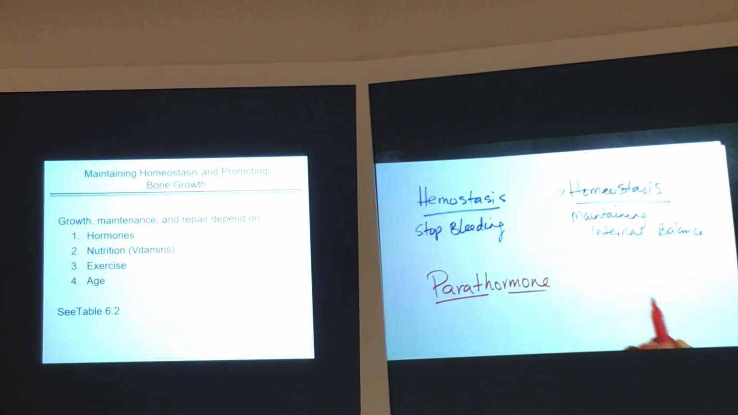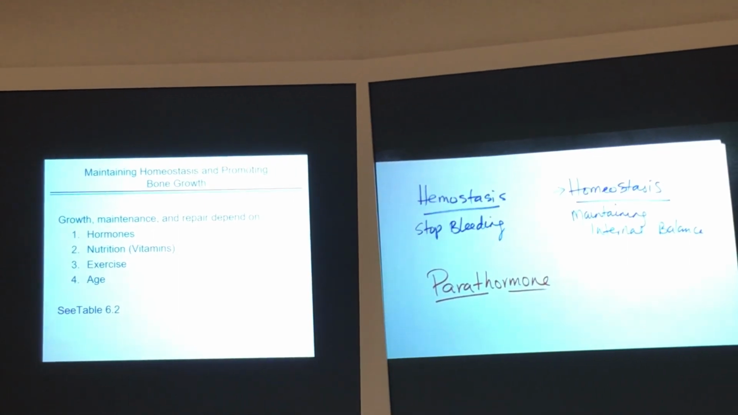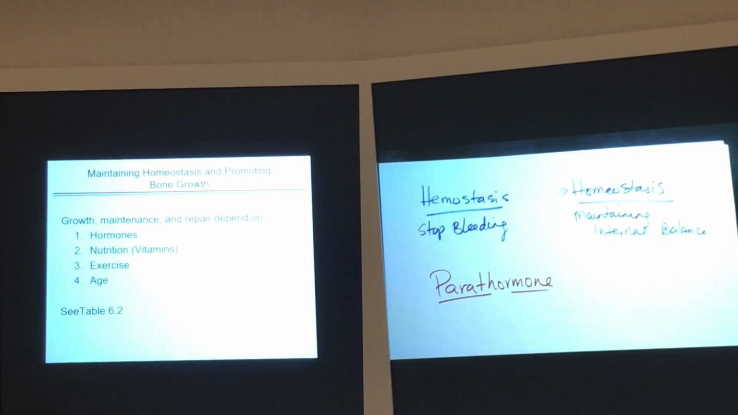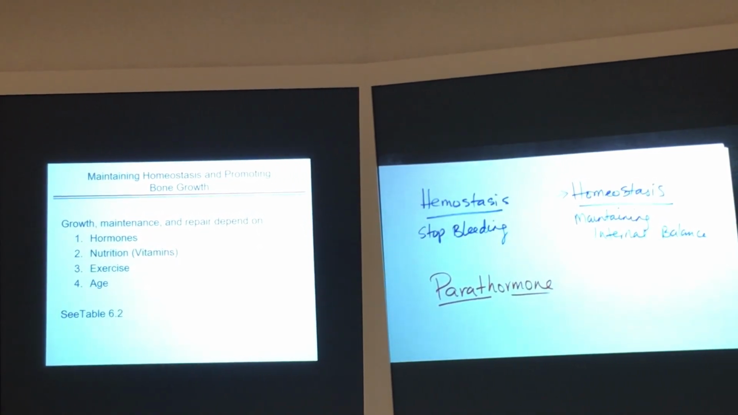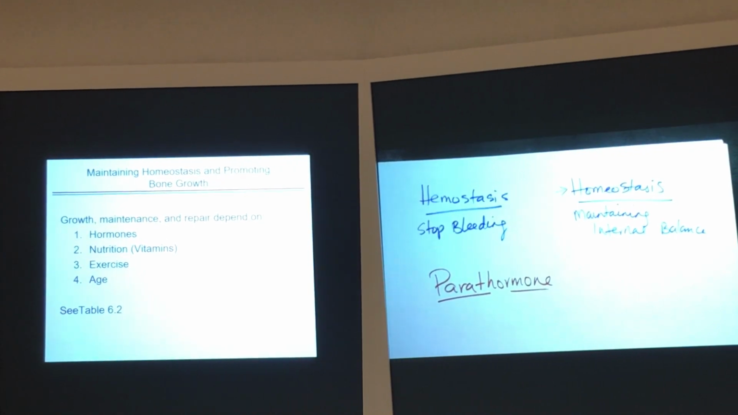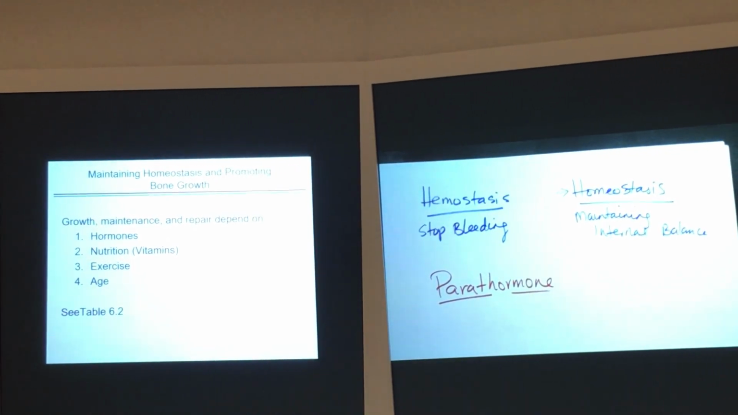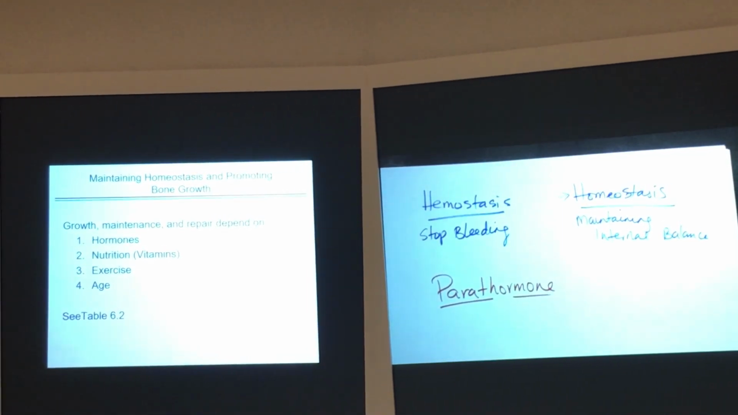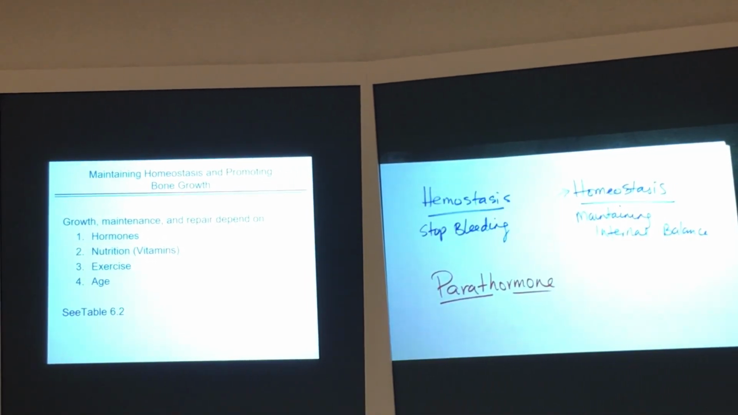Hormone by the parathyroid withdraw. Okay? How is nutrition affecting bone? Nutrition, which nutrition especially? Calcium, vitamin D, and C. Exercise.